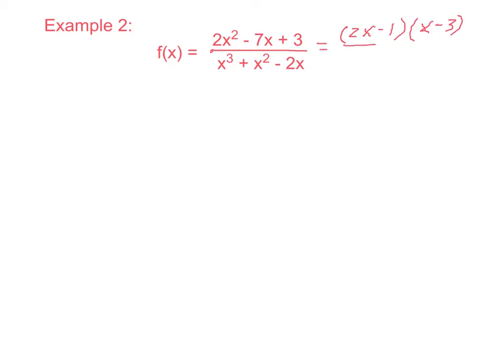Now if I factor the denominator, I've got a common term x, and then that gives me a trinomial which I can similarly factor. And bottom line is we're going to end up with something that looks like this. We're going to end up with x times x minus 1 times x plus 2.